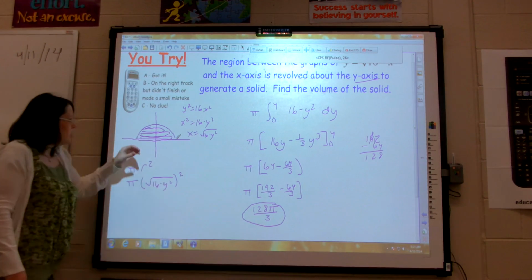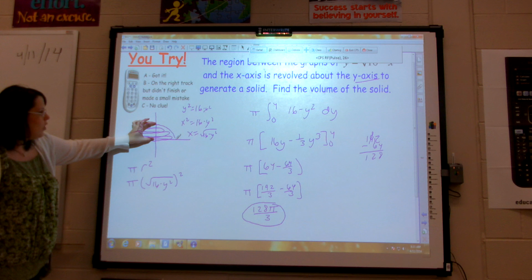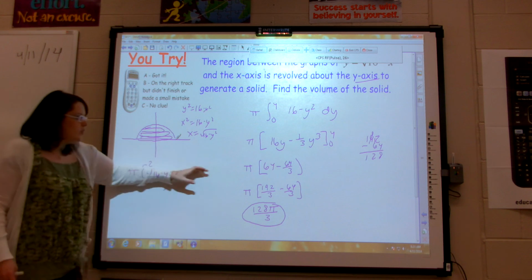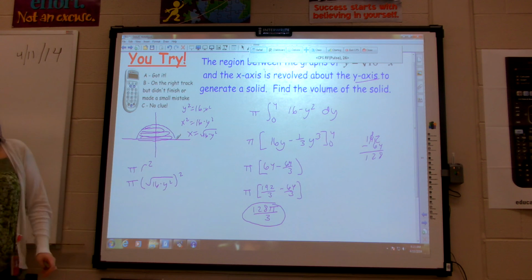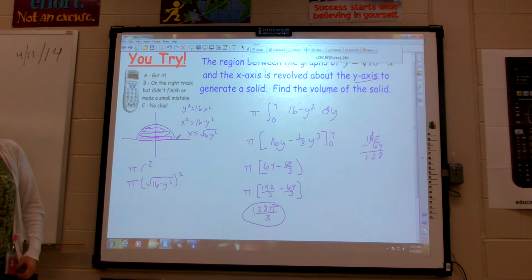My limits of integration, I have to look at the y, 0 to 4. Do a little basic math, I get 128 pi over 3. Questions?